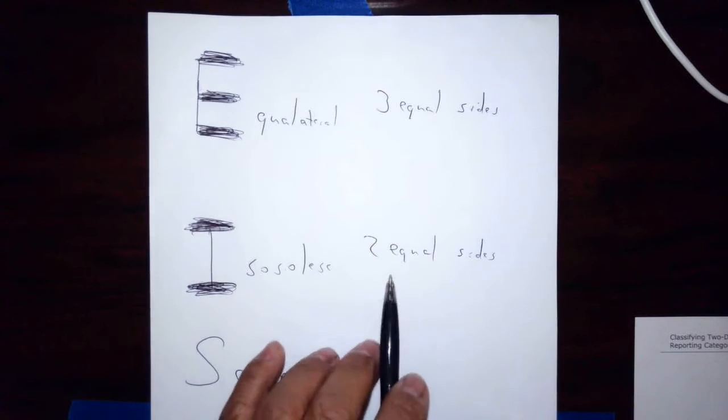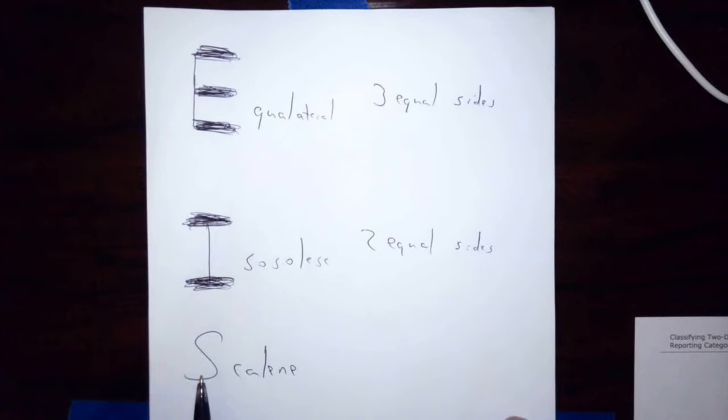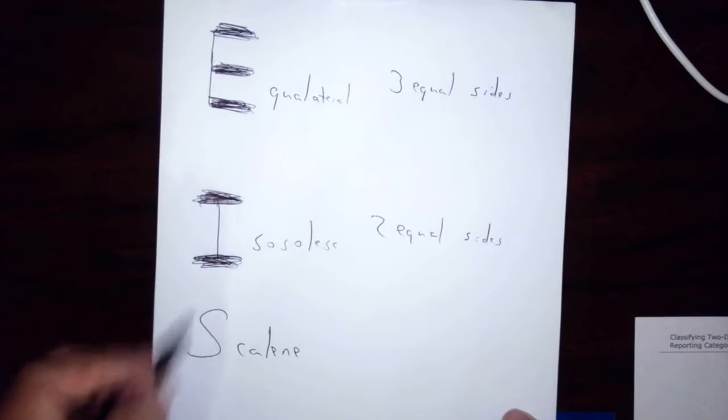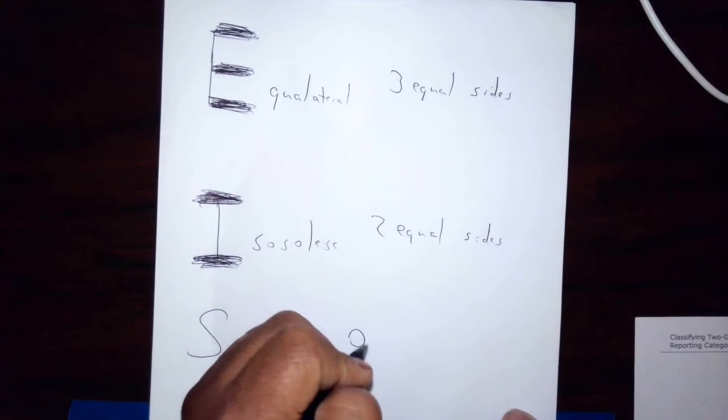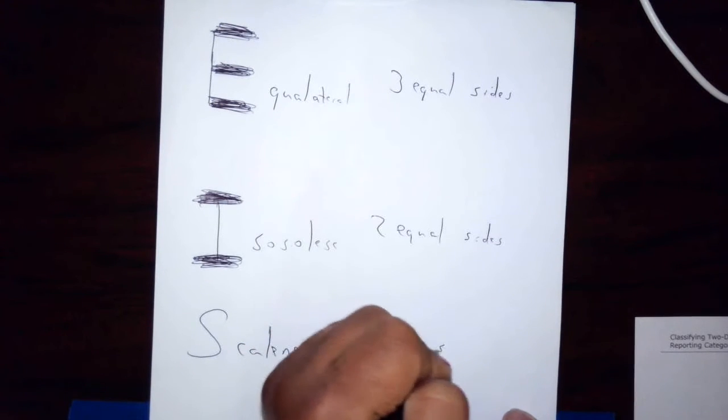Now there's a special note to this one. I'll get to it in a little while. The scalene, see how it doesn't have any dark sides? So it has 0 equal sides.